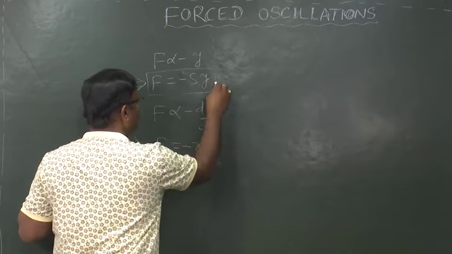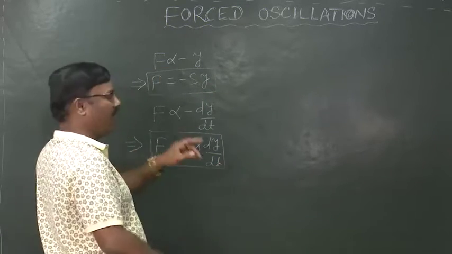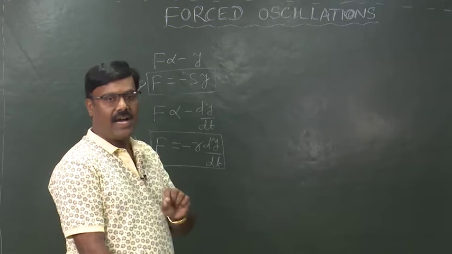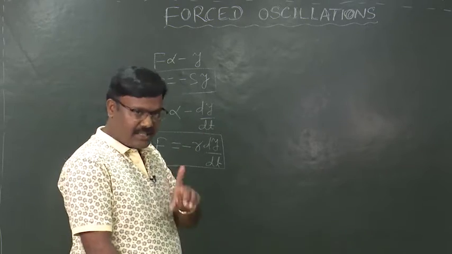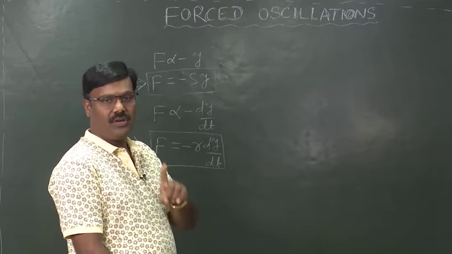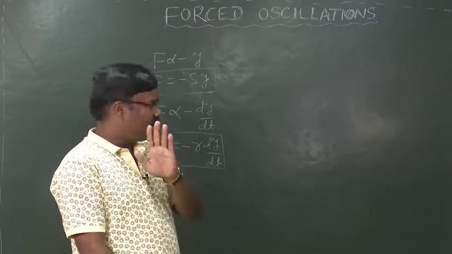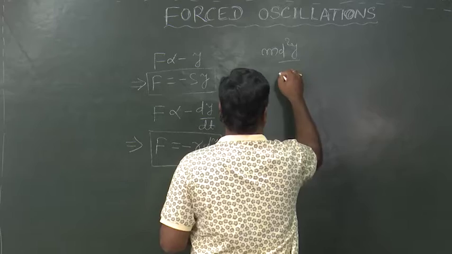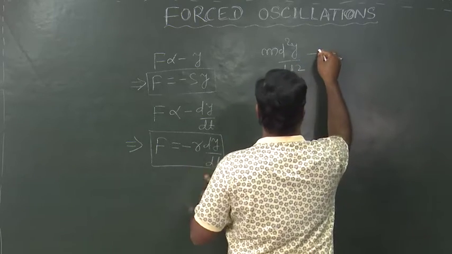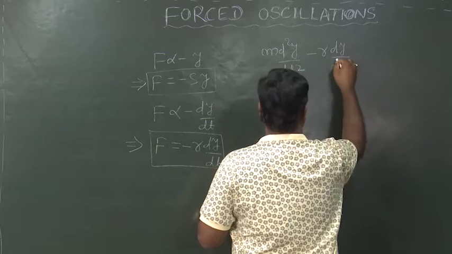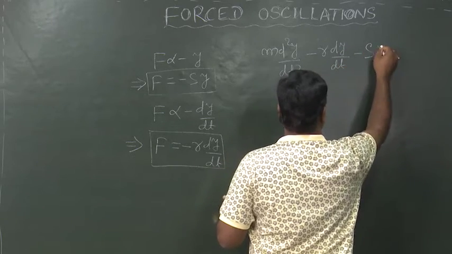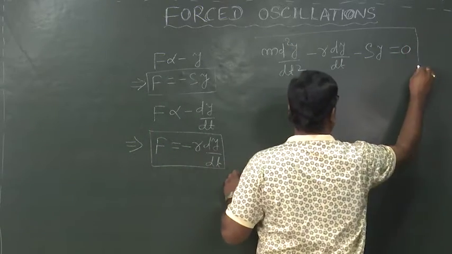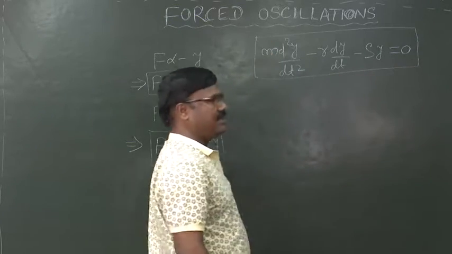Now, we got two forces which act on a body vibrating in SHM, and these two forces are opposing in nature, and that is why the equation of motion for the damped oscillation can be expressed as m d square y by dt square minus r dy by dt minus sy is equal to 0. This is the differential equation of damped vibrations.